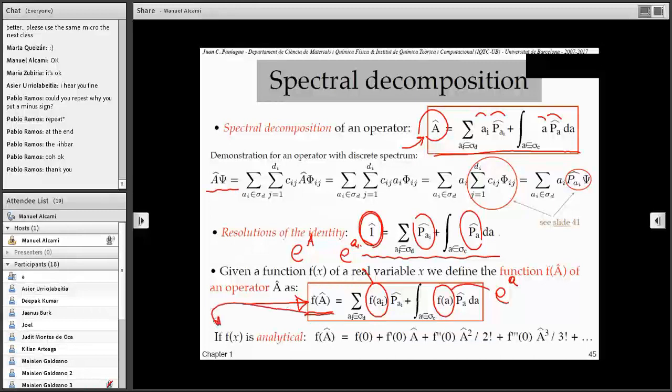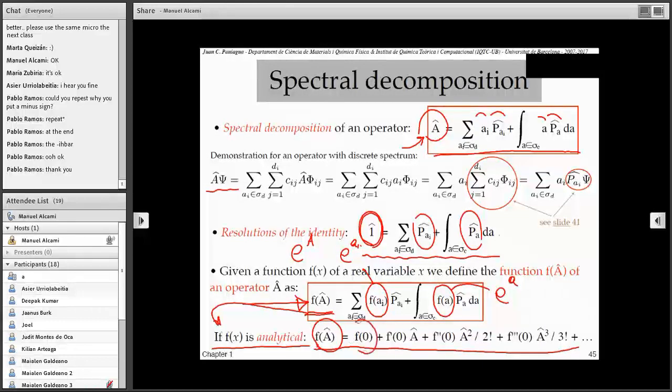It can be shown from this definition, by applying the resolution, the spectral decomposition, to all the terms. It can be shown that if the function is analytical, that means that you can take any number of derivatives, so you can write a Taylor expansion of the function with numbers. A similar Taylor expansion can be used to define the function of the operator A.